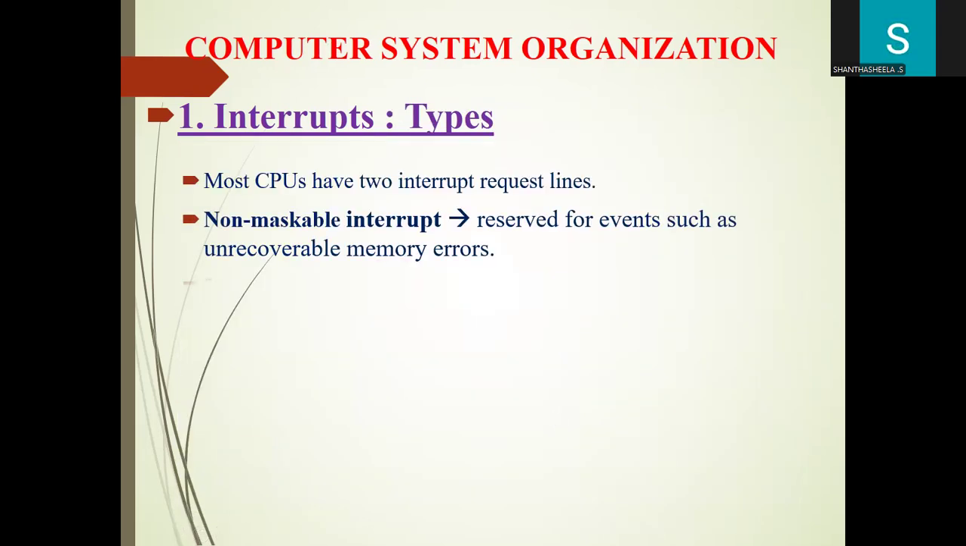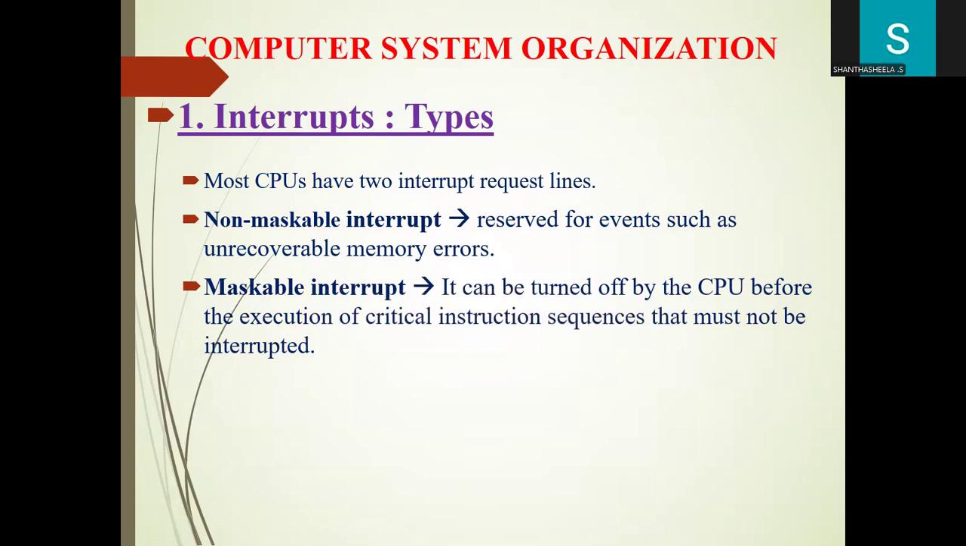Moving on to the types of interrupts. In the previous slide we saw the classes of interrupts: program interrupts, timer interrupts, hardware failure interrupts, and so on. Generally there are two types of interrupts: non-maskable interrupts and maskable interrupts. Non-maskable means the interrupts that cannot be masked, neglected, or ignored. They are reserved for events such as unrecoverable memory errors.